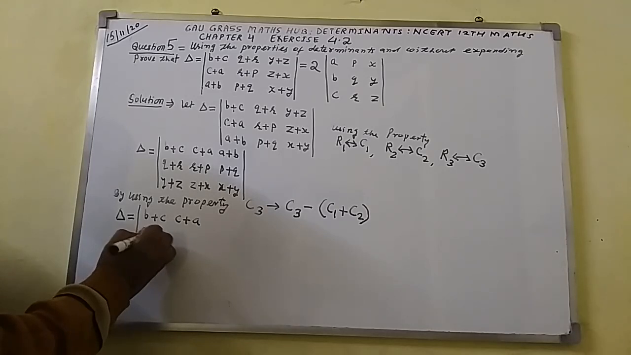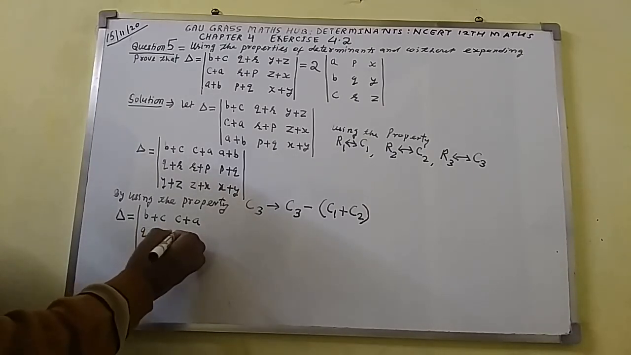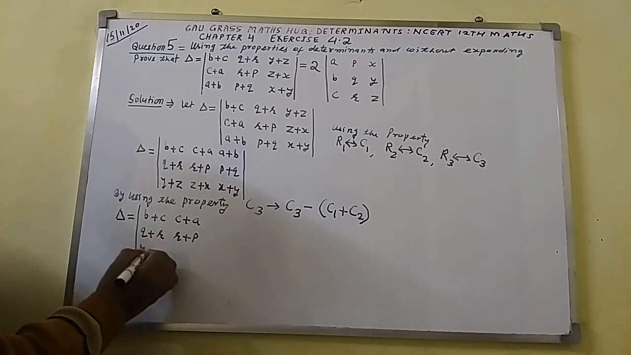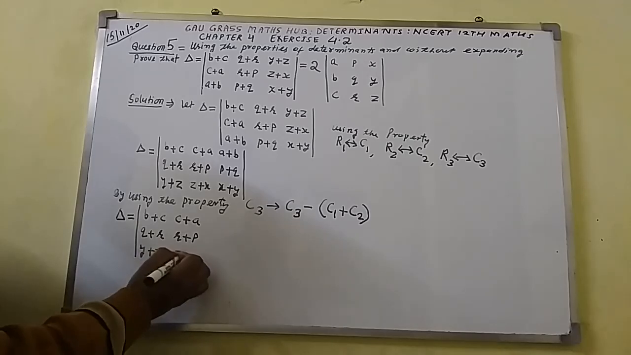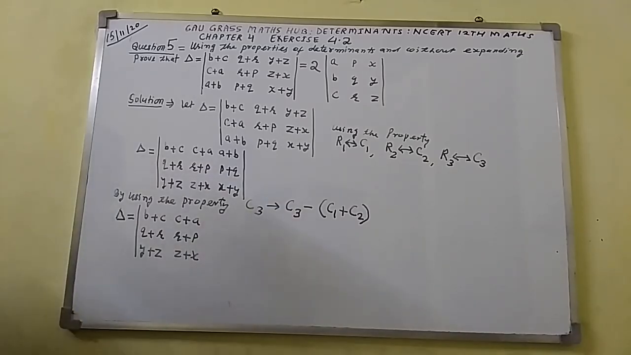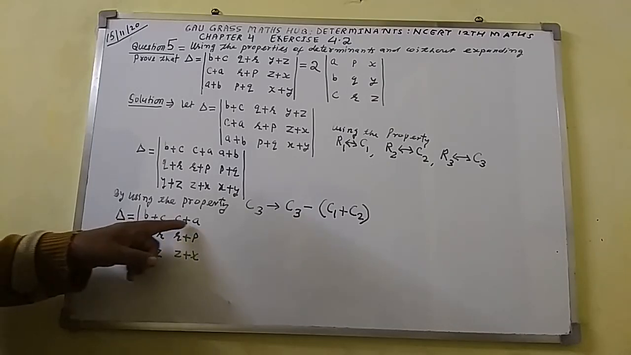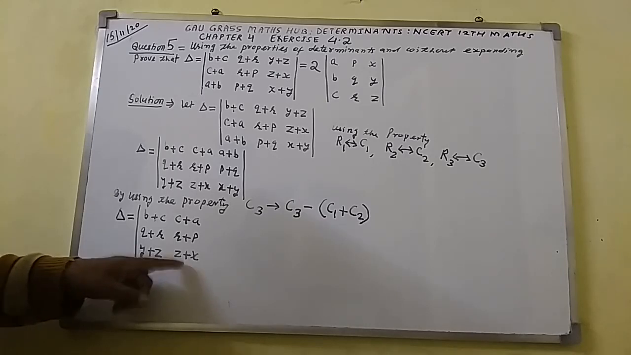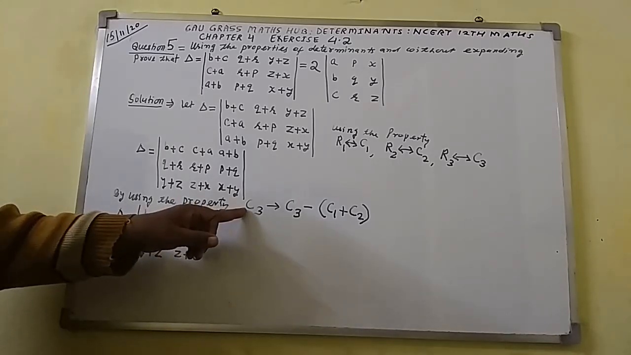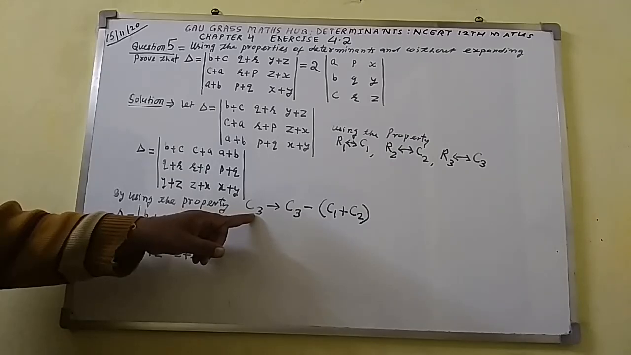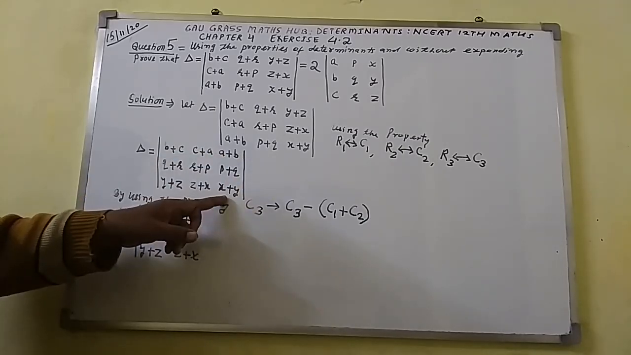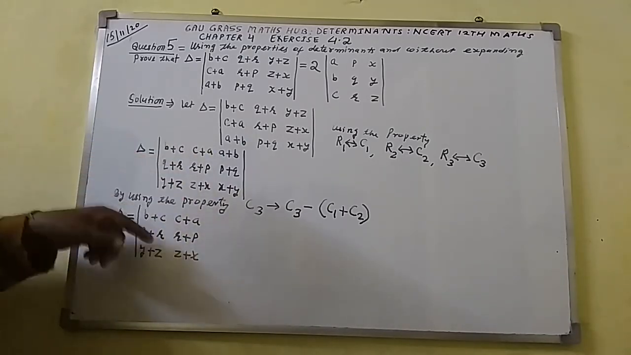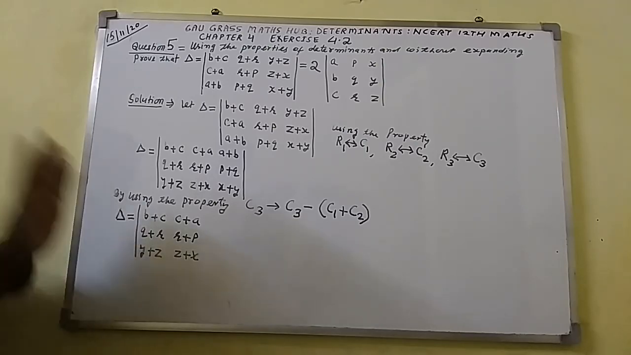Here write Q plus R. Here write R plus P. Here write Y plus Z. Here write Z plus X. B plus C, C plus A, Q plus R, R plus P, Y plus Z, Z plus X. Here written C3 goes to. This means that changes will occur in third column here. There will be no changes in first column and second column. That's why the first column and second column I have reflected here as it is.